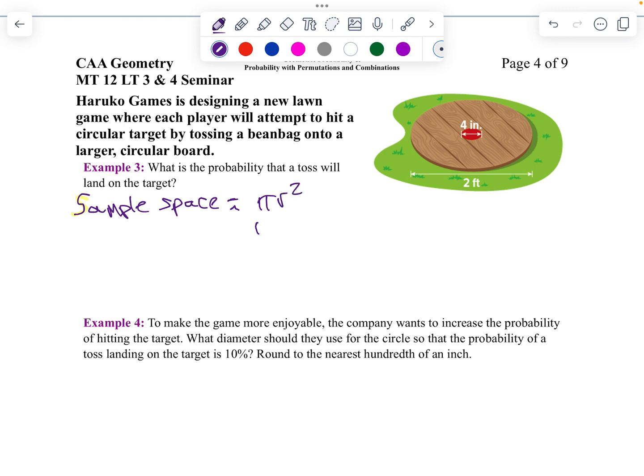So that's going to be pi times r squared. Or if I think here, pi, what's the radius? Notice I got inches and feet. So let's write this as inches first. 2 feet will be 24 inches. So I'm going to say 12 squared, or 144 pi.